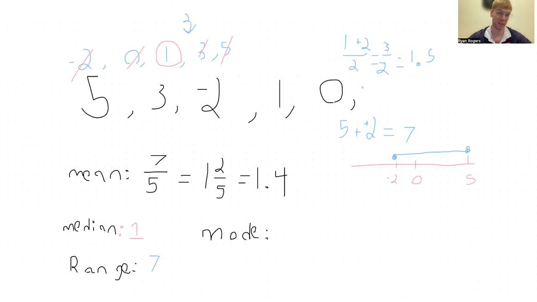Now in this data set that I've added a 3, the mode would be 3, right? Because now that I've added this new number right here, there's two 3s, right? That is the number that appears the most.